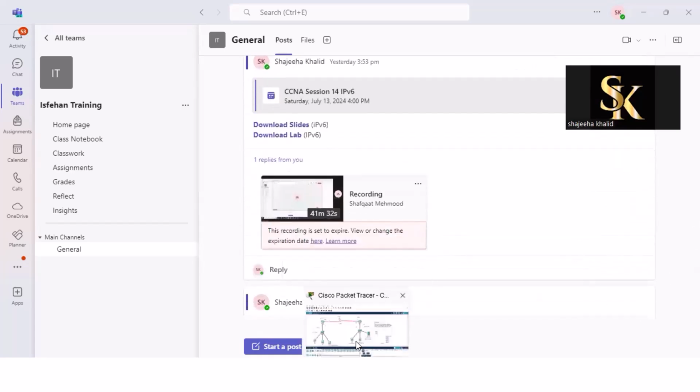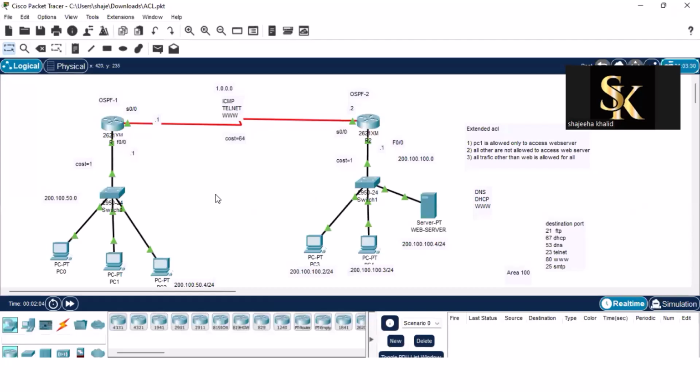Okay. This is our topology, which I made in Packet Tracer. This is the ACL lab. So in today's lecture, we just perform ACL. One is standard ACL and one is extended ACL.